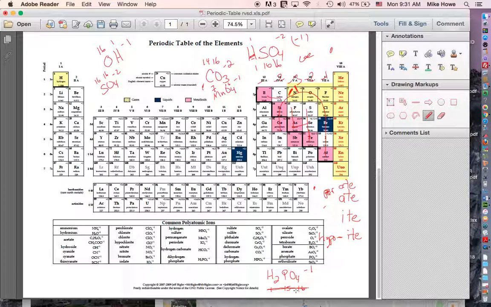All right. So it's a little bit of an overview of how to name polyatomic ions. Maybe that will be helpful. Bottom line is, if I can say phosphate and you know immediately it's PO4 with a -3 charge, it'll make life a lot easier in AP chemistry.